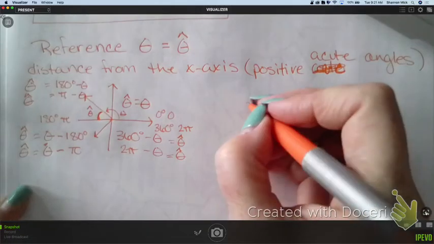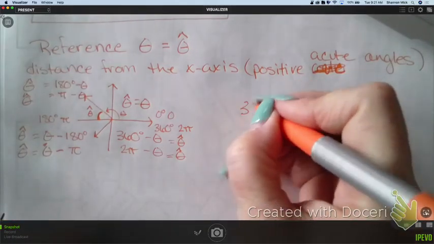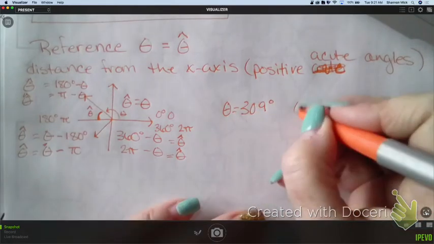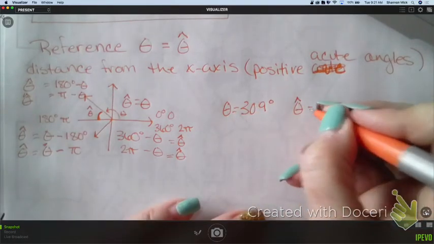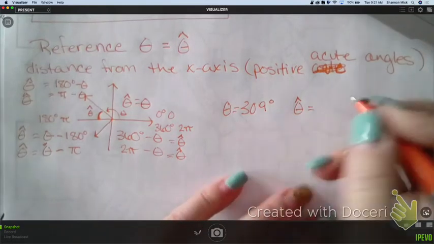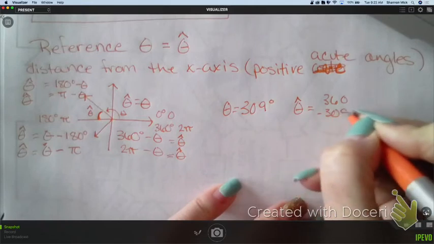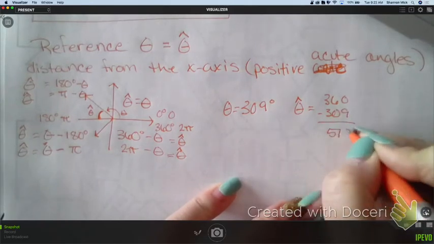So what is the reference angle to 309 degrees? Theta equals 309. So the reference angle is what? 360 minus 309, which is 51. So 51 equals my reference angle.